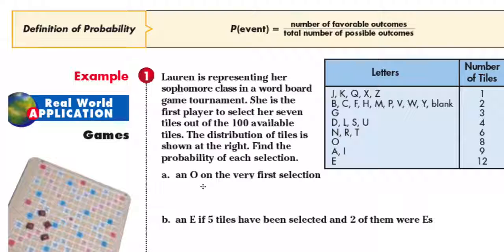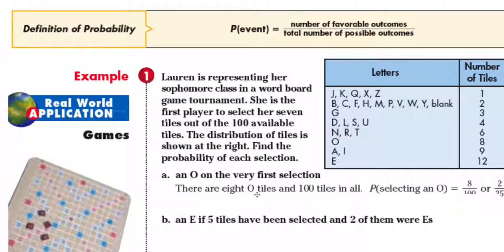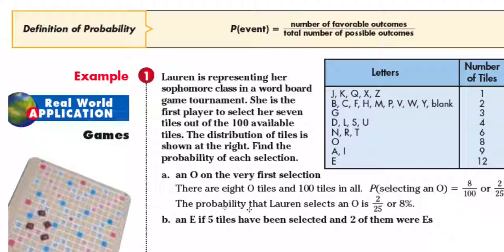What is the probability of an O on the very first selection? First, let's analyze that there are 8 O tiles and 100 tiles in all. So the probability of selecting an O would be 8 over 100, or 2 over 25. So the probability that Lauren selects an O is 2 over 25, or around 8%.